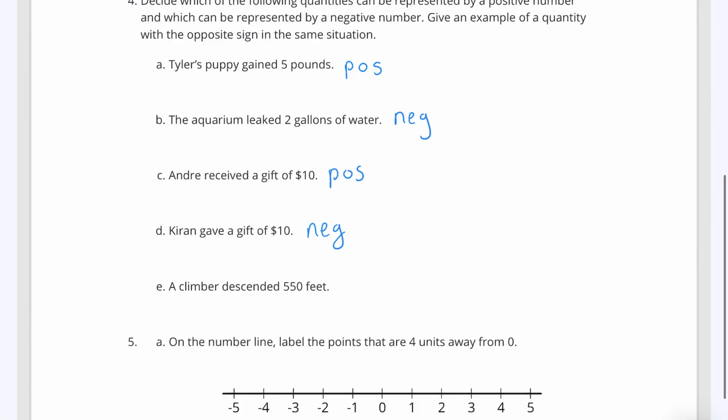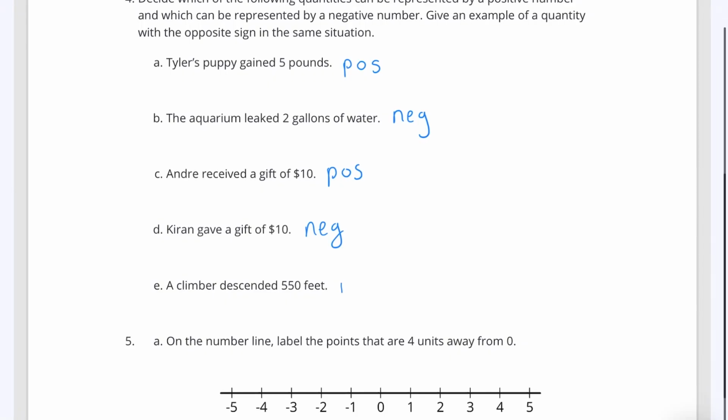A climber descended 550 feet. So the climber would be going down, so that would be represented with a negative number. And the opposite of that would be a climber ascending 550 feet. On the number line, label the points that are 4 units away from 0, so here at negative 4, and also positive 4, 1, 2, 3, 4.